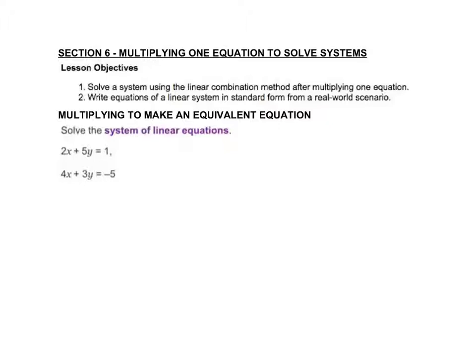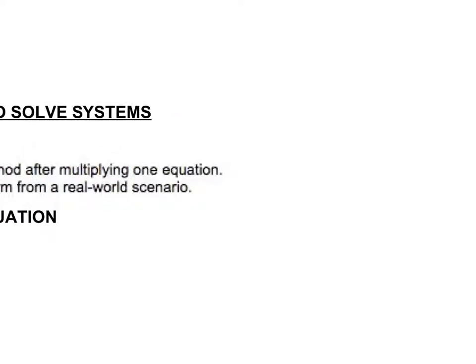This is a video over section 6, which is multiplying one equation to solve systems. What we had in the last video was we always had opposite coefficients. What we need to do in this one is manipulate an equation to get opposite coefficients. So let's write that down up here.